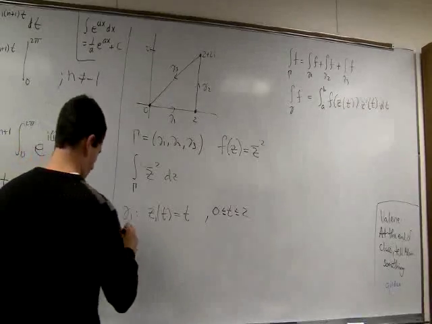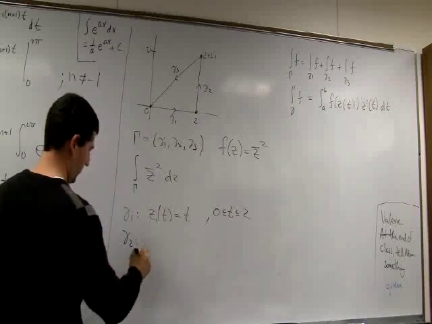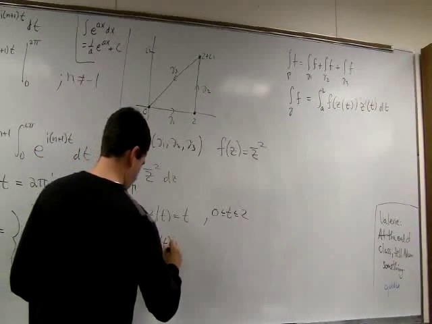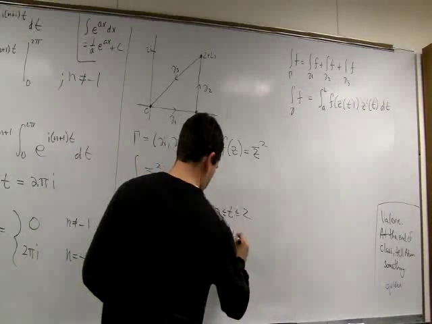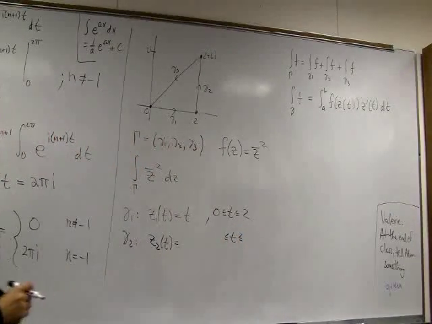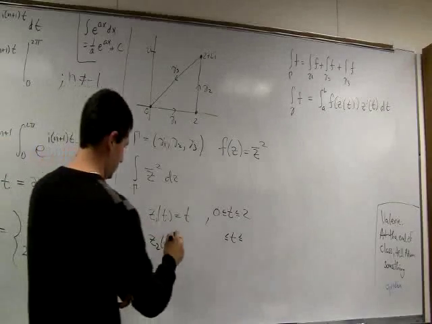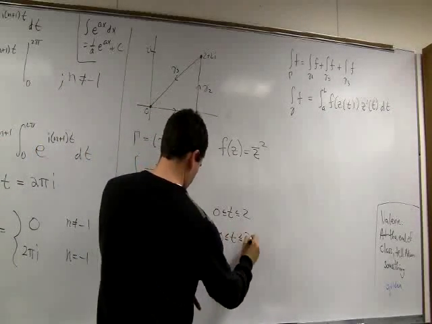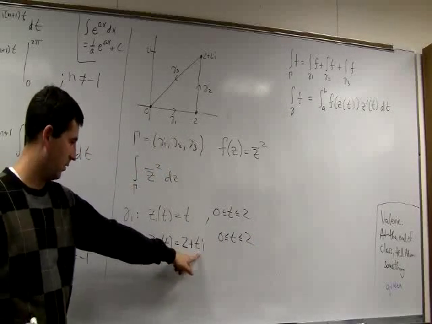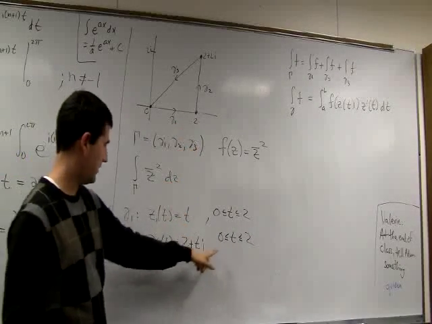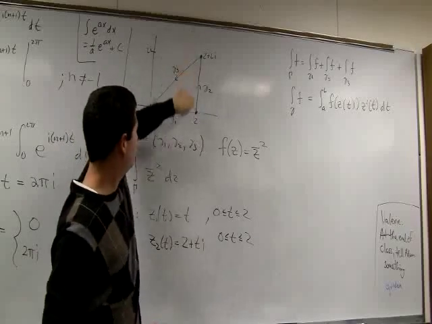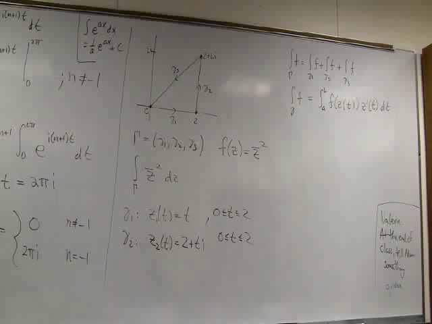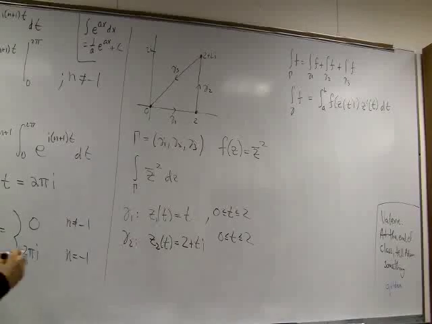Maybe the next one's a little harder. So gamma 2, we'll call it z2 of t equals, and again we're going to need t between something and something. 2 plus ti, with t from 0 to 2. Now let's see. When t is 0, you get 2, and as t goes up to 2, sure enough, it just follows this path. Okay, good.